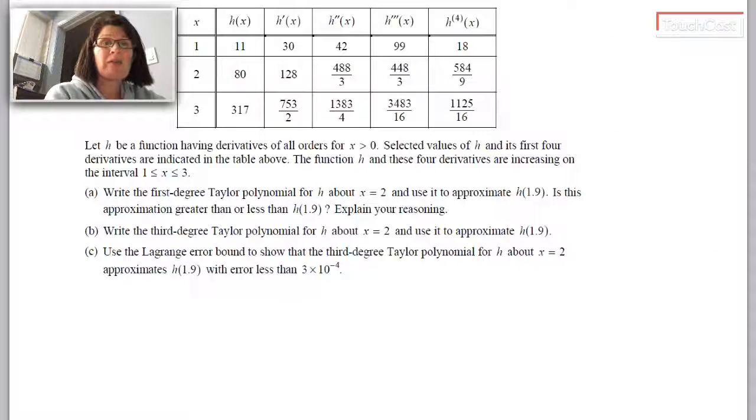All right, now it's time for Part C. Part C asks us to use what the big idea for this section is: what can I say about the error in my approximation from Part B? So we've been asked to use the Lagrange error bound, that's that same error remainder estimation theorem that we've been talking about, to show that our answer from Part B is wrong by at most 3 times 10 to the negative 4th. So let's flash back up here.